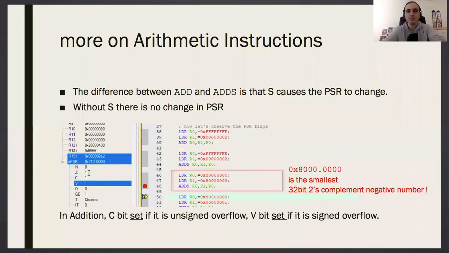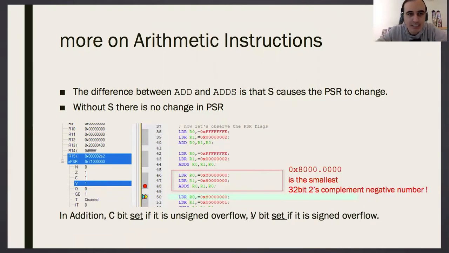Okay? Guys, so it's the smallest number, so it's a negative number. So there's another test. These are two negative numbers. Two negative numbers summed up, and it's a strange result. There's an overflow, because it is the overflow of the negative numbers. So maybe I should talk about C and V bits. I didn't talk about them.